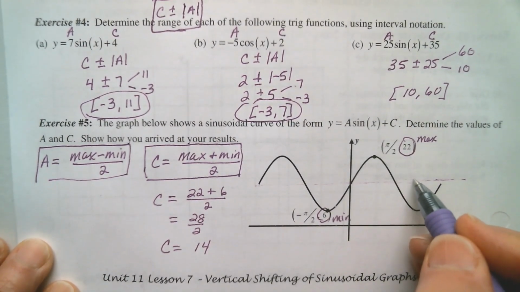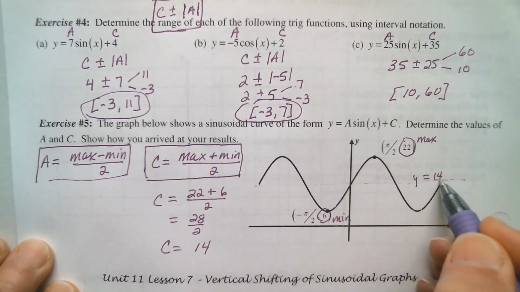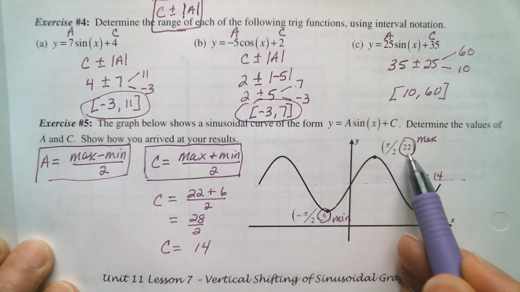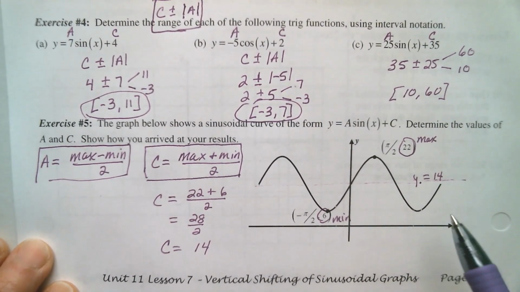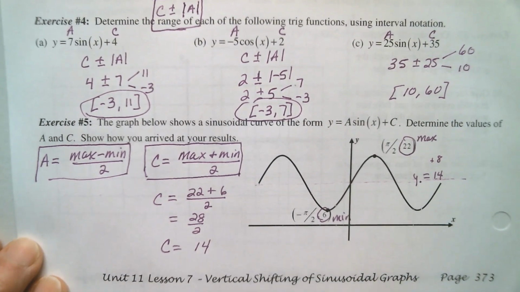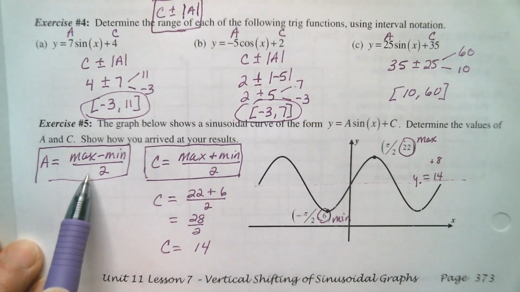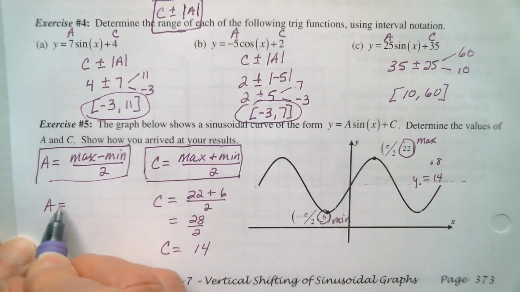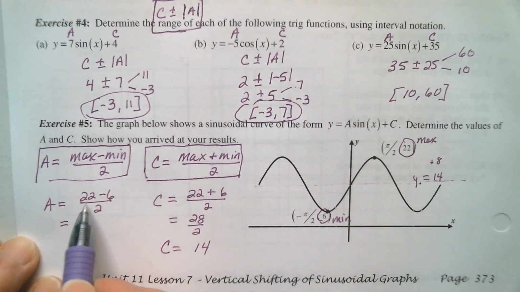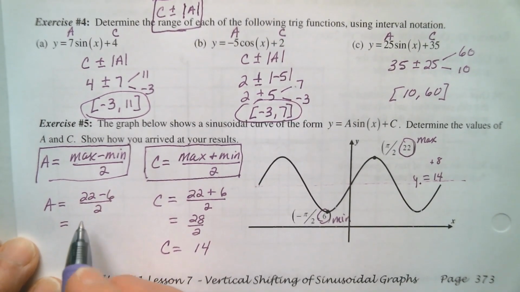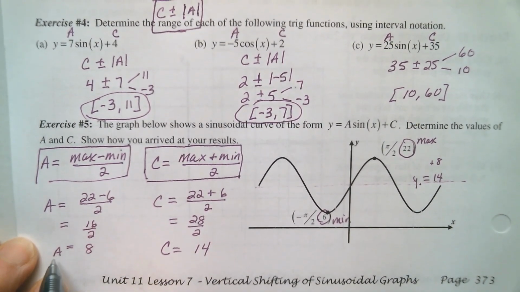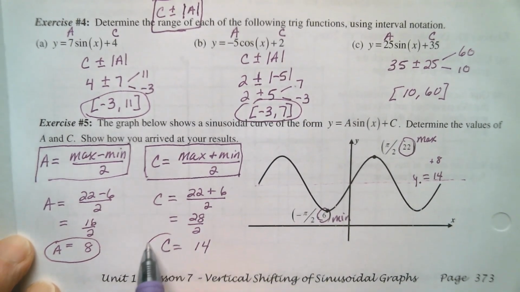Well, if I know that our midline here is 14, then what do we have to add to 14 to get 22? Right, 8. That's another way of getting A. Otherwise, going back to the formula here, our max 22 minus our min 6 divided by 2. 22 subtract 6 is 16 divided by 2 is 8. So A equals 8, C equals 14.